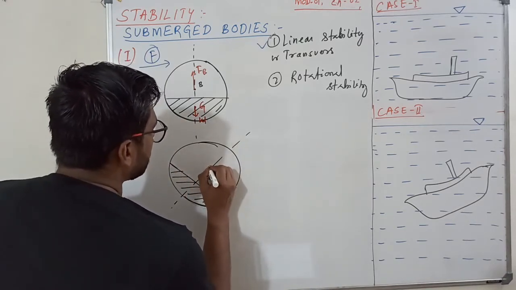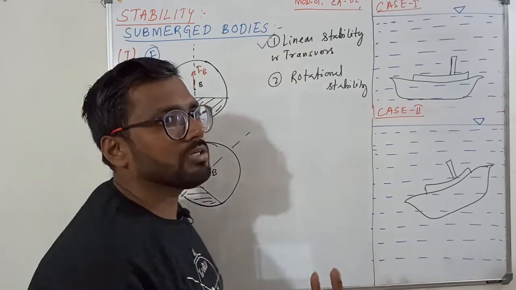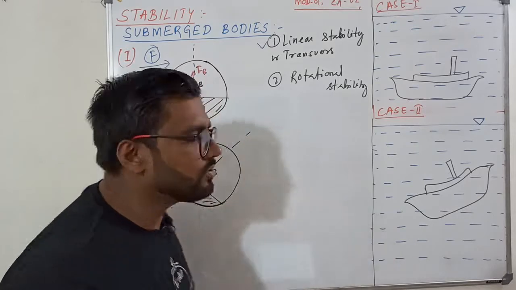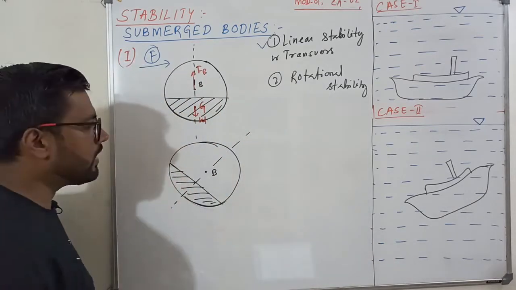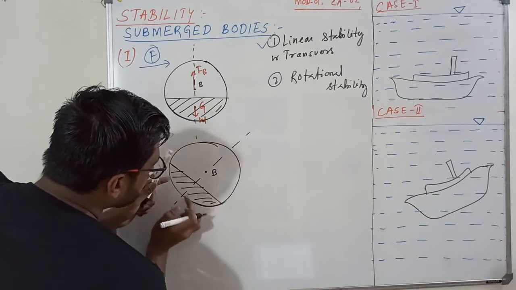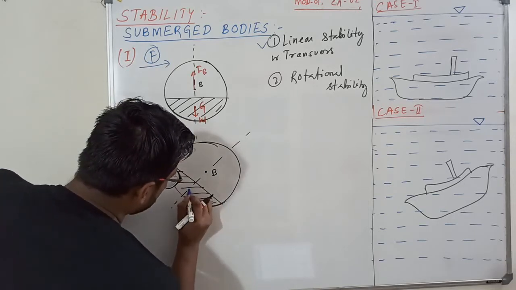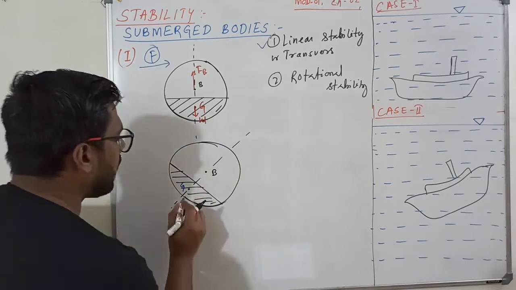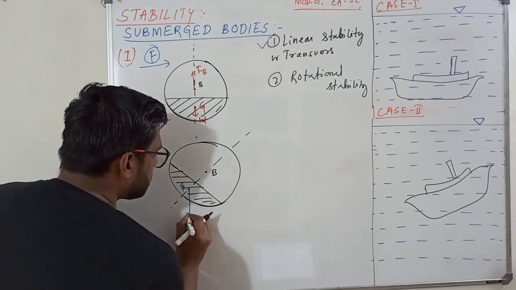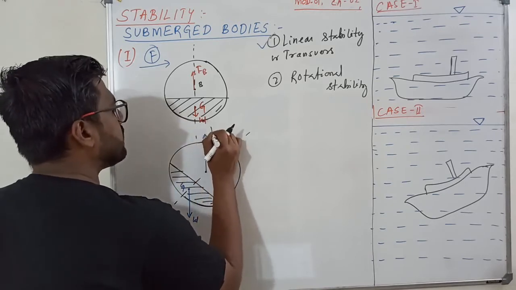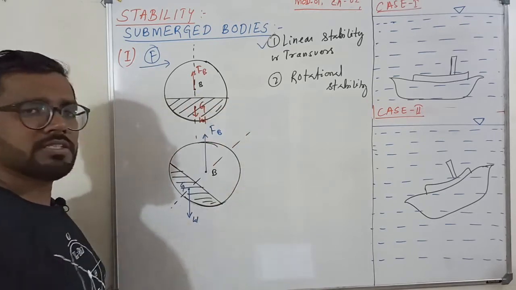So where will be your center of buoyancy? Center of buoyancy will be same only because it is the center of the displaced volume. So center of buoyancy is not going to change. It will be here only, but the CG will change now. So now here is your CG, G. How is the weight acting? Sir, weight is acting vertically downward. How is the force acting? Sir, buoyancy force always upward.